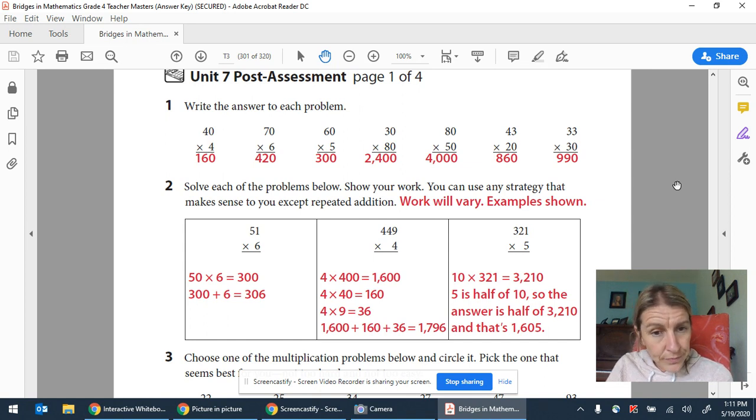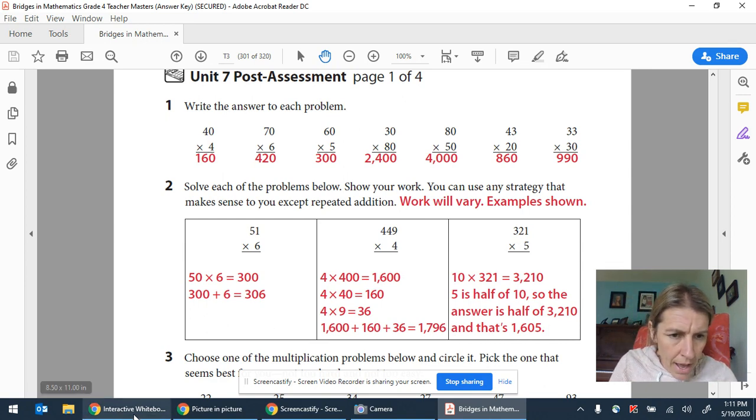For number 2, looks like they did partial products for the first one. The answer is 306. The second, they did partial products too. Added them all together, and it's 1,796. And this one, they did the over strategy. So they did 10 times 321 and then divided it in half. You can use any strategy you want, by the way, for any of these. But the last one, the answer is 1,605.